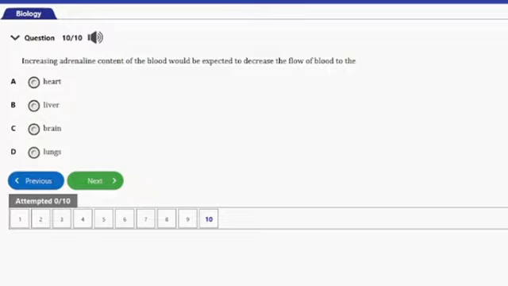It says, increasing adrenaline content of the blood would be expected to decrease the flow of blood to the A, heart, B, liver, C, brain, and D, lungs. So guys, the answer to this question is option A, and that's heart. So adrenaline prepares the body for fright and then reduces the rate at which blood flows to the heart, and that's it for that question.